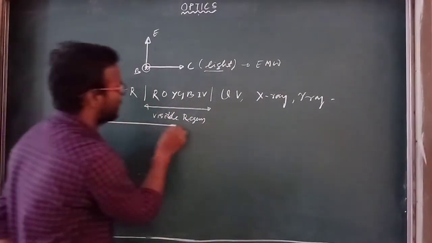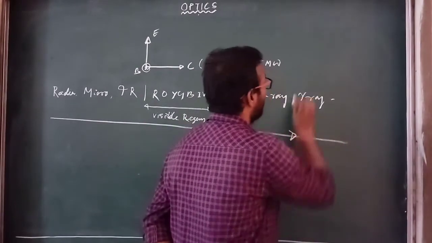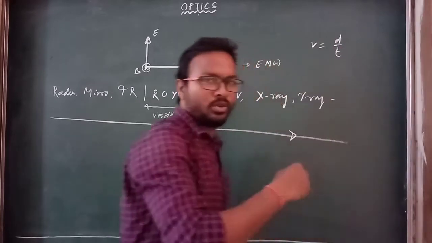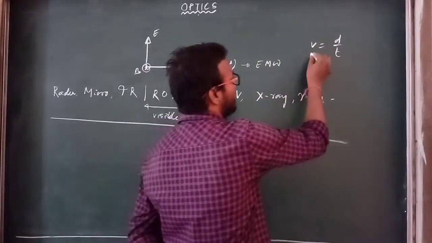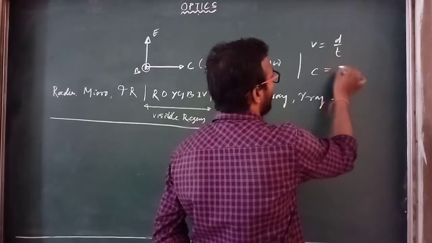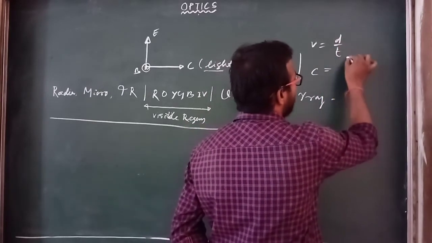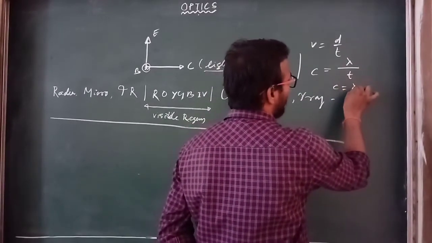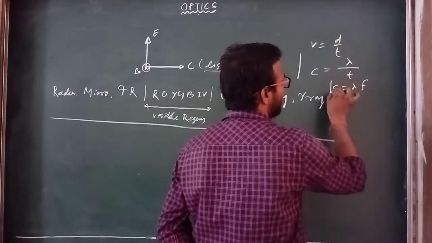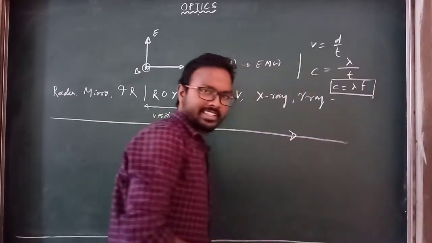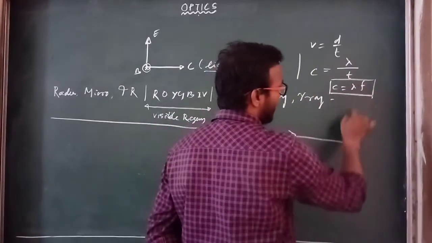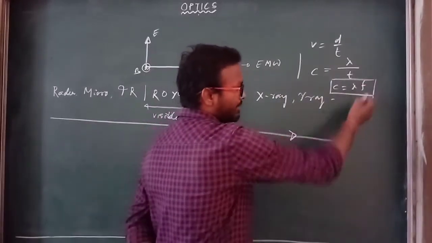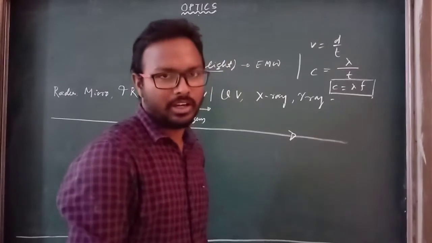If you come from this side to this side, we already know velocity equals distance by time. But here we will discuss light, so we take v equal to the speed of light, which equals distance divided by time. Distance here means lambda, so c equals lambda times 1 by time period, and 1 by time period is frequency. So c equals lambda into f. What is lambda? Lambda is the wavelength of light, and f is the frequency of light.